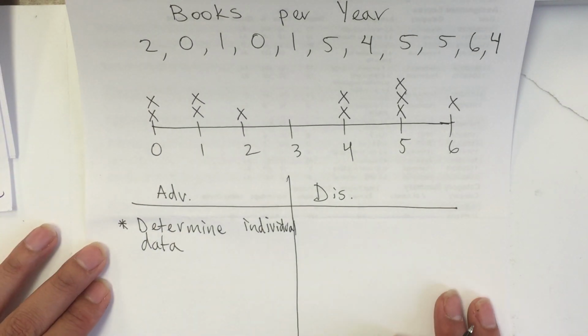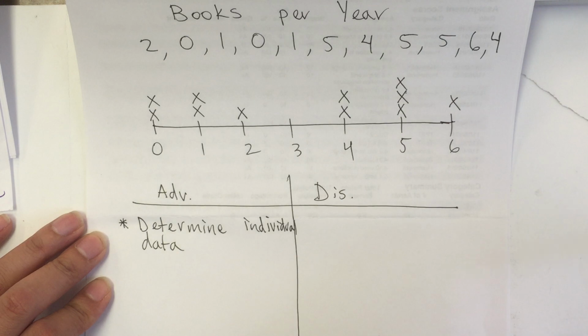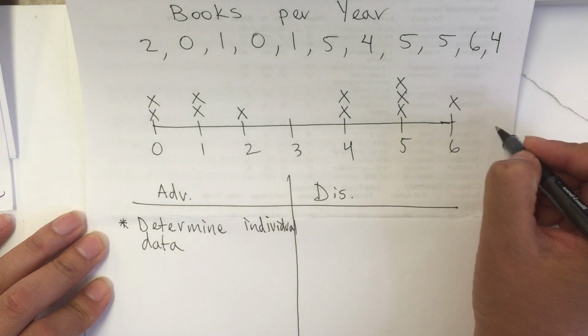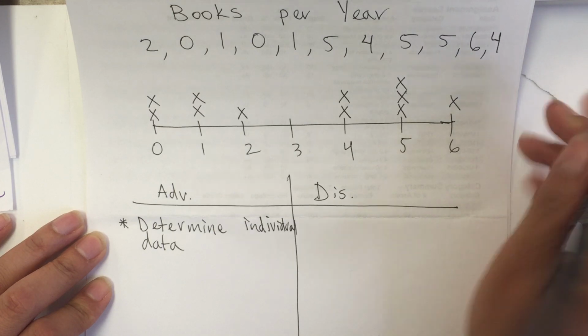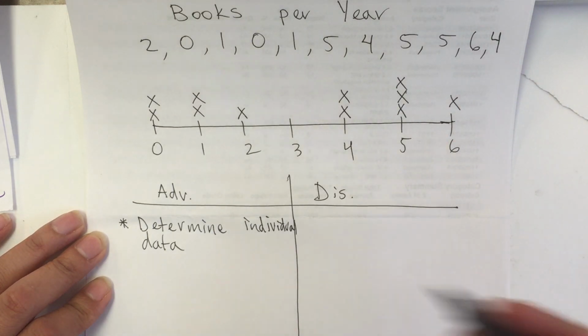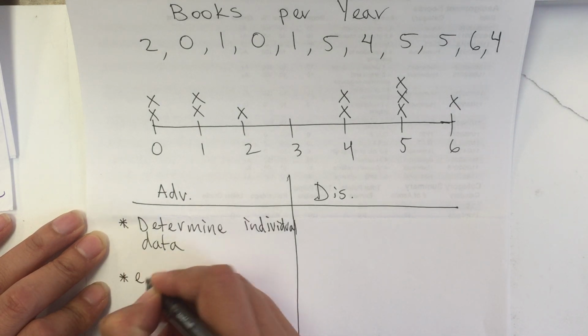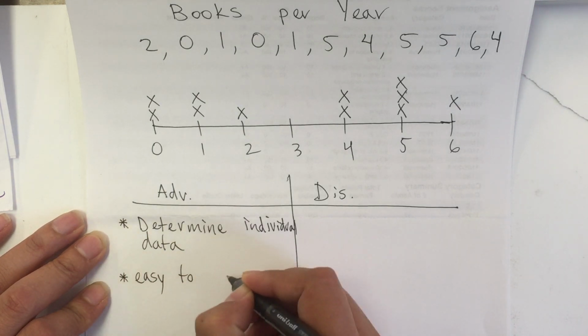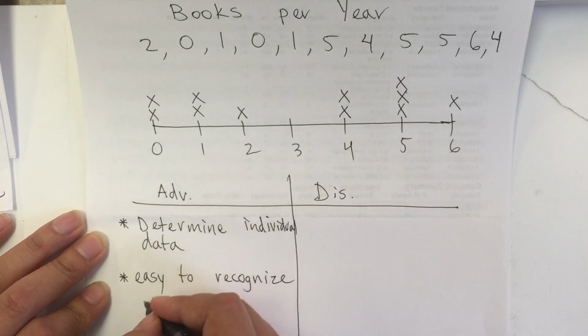That's one thing. The other thing is that we can easily recognize outliers. So like if there was a person that read like 50 books and it was all the way alone, then you can easily recognize those. Okay, easy to recognize outliers.